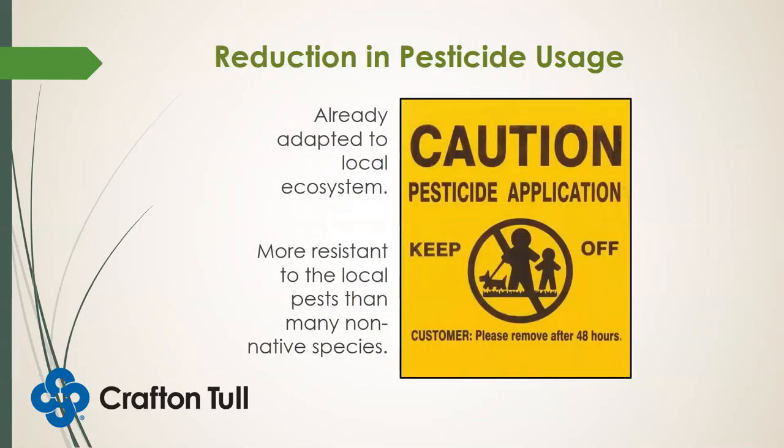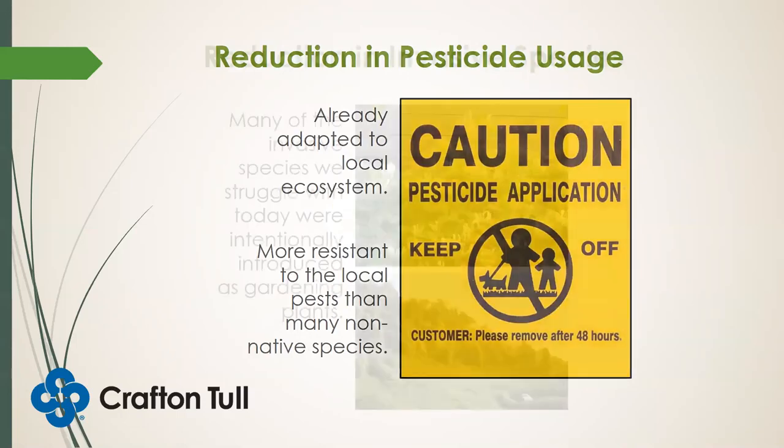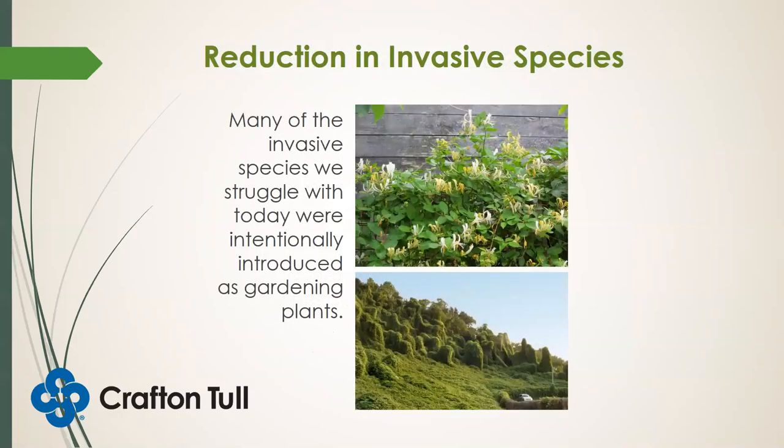And because they're already adapted to the local ecosystems and the pests that are involved here, we can reduce the amount of pesticides that we're using by using native plants. Many non-native species don't have those adaptations to our local pests that these native species have developed over the millennia. And since many invasive species started off as gardening plants, by using native species, we can help reduce the number of invasive species that we're allowing to escape our gardens and get into the ecosystem.